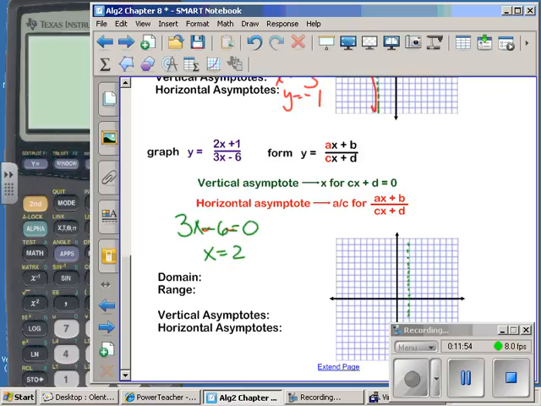Okay. My horizontal asymptote, this is a little bit tricky. My horizontal asymptote is just at a over c, just the fraction that the coefficients make. So in this case, it would be what? A over c. 2/3. Right. 2 over 3. So my horizontal asymptote would be at 2/3.